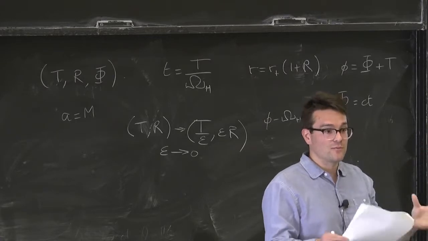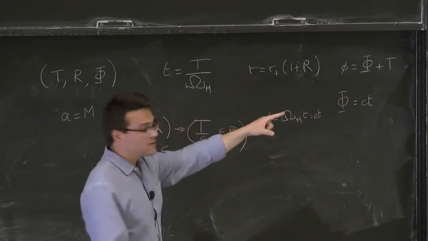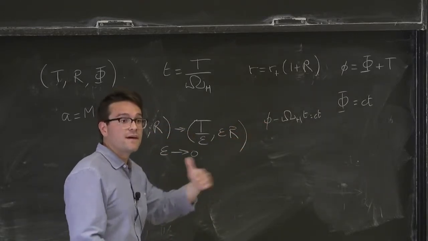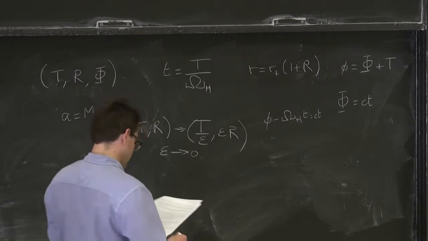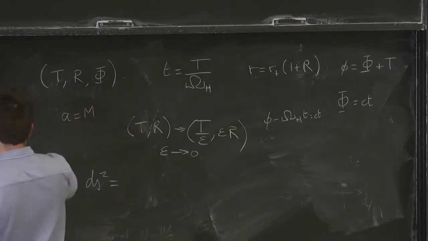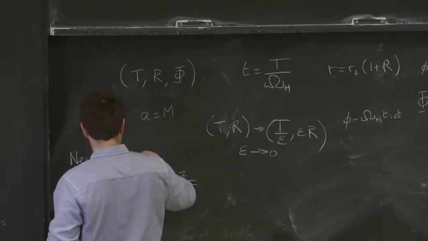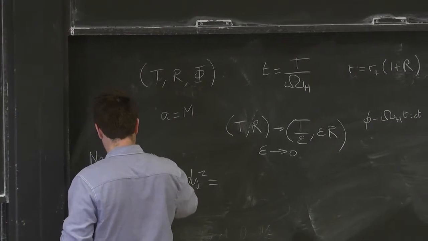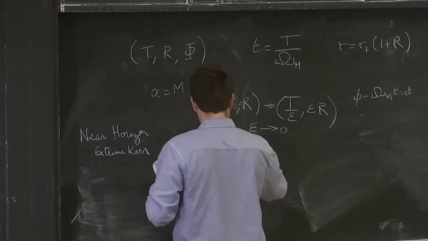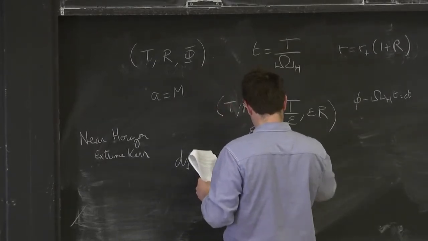But here, because there's an actual spacetime living there in the throat that has infinite proper volume, you can see it as a spacetime in its own right, and you can get the geometry in this throat by this procedure. So when you take the scaling limit, there's a finite limit, and you get a good metric in the limit. And this good metric is called NHEK, for near horizon extreme Kerr. And it has a line element, which I'm going to quickly write down.